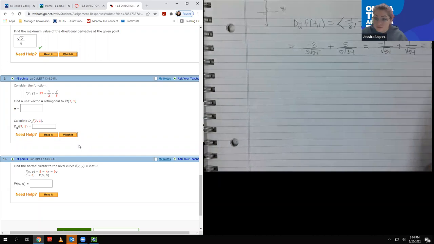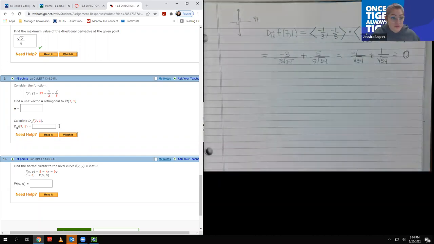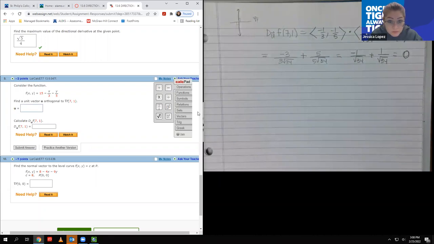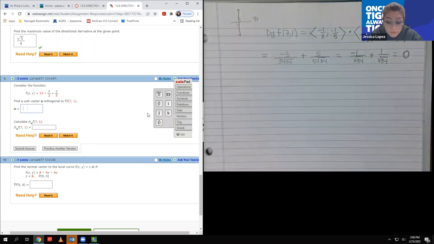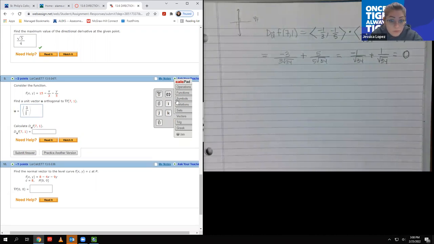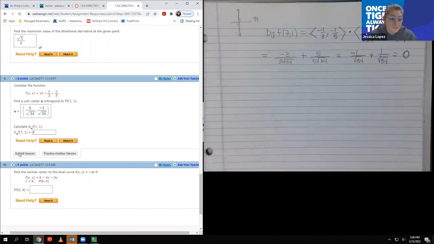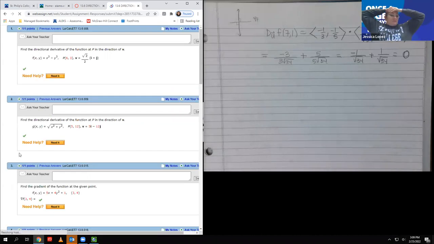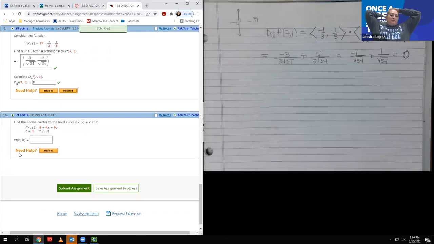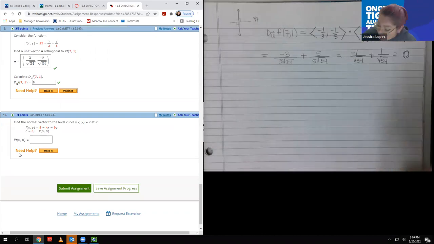I mean, that's just what I got. So we'll see if this is correct. So for you, I used 3 over the square root of 34, comma, oh, no, comma doesn't belong there, fraction, negative 5 over the square root of 34. And when I took the directional derivative, I got the number 0. I'm nervous about this one, but we'll see. Oh yeah, we got 2 great checks. Okay, cool.